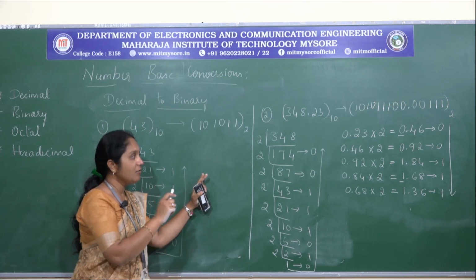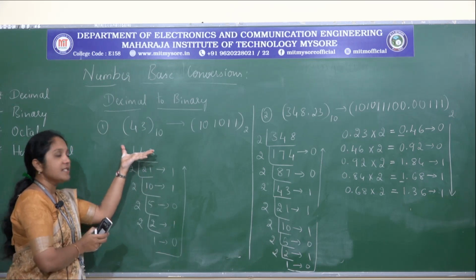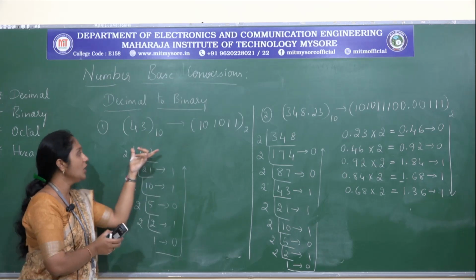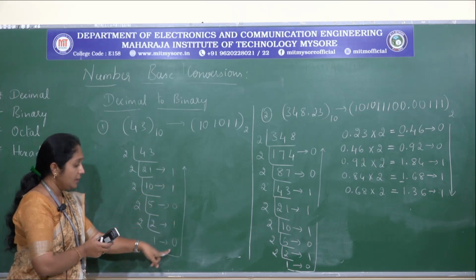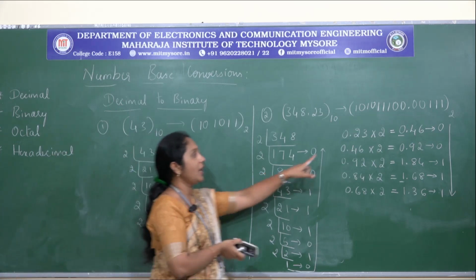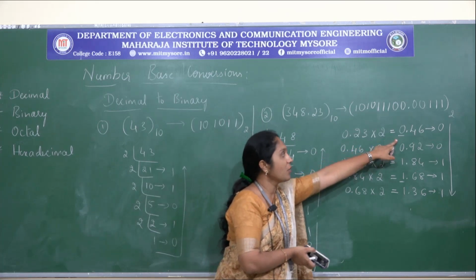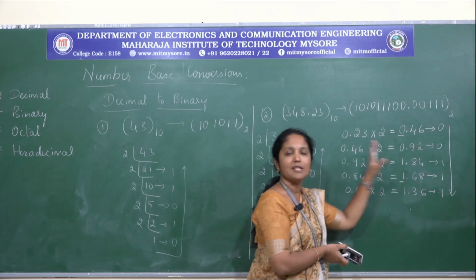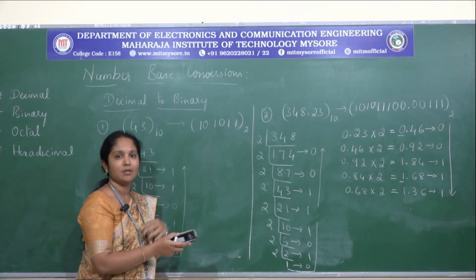This is the way we convert decimal to binary. Remember, you need to successively divide by 2 the digits we have before the decimal point and record the remainders, and we have to read from bottom to top. In case of the fractional part, you need to multiply by 2 and note down the digit we get before the decimal point, and we need to read from top to bottom. So this is the procedure for converting a given decimal number to binary.